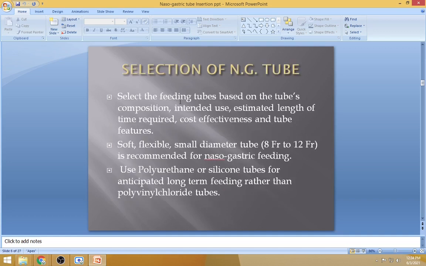Okay. So selection of NG tube. Select the fitting tubes based on the tube's composition, intended use, and estimated length. That means we have to use the correct French size for adult and for children. Different sizes are there, so we should be able to measure it and see. Then what size you will come to know when we use it regularly.